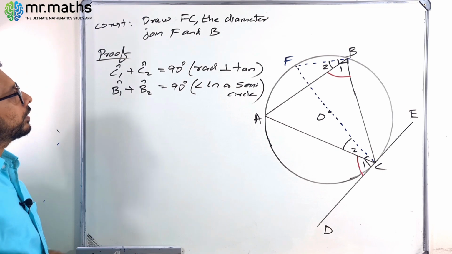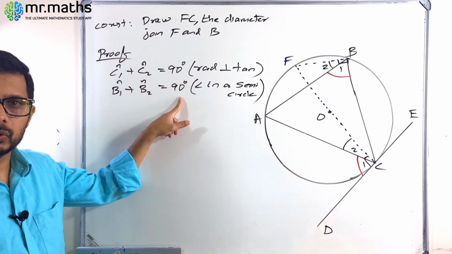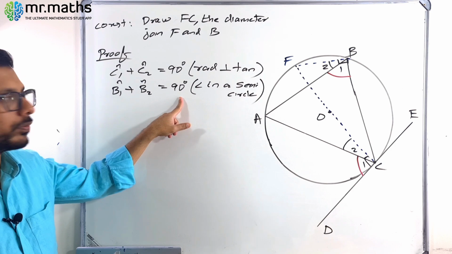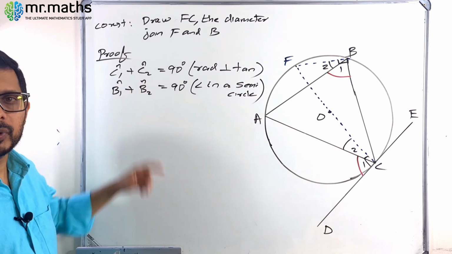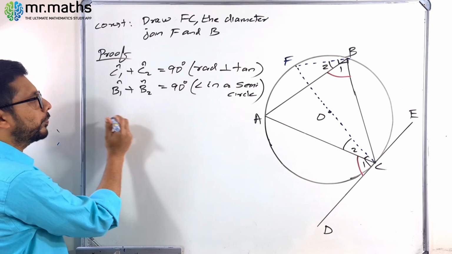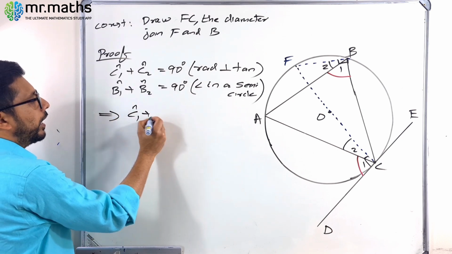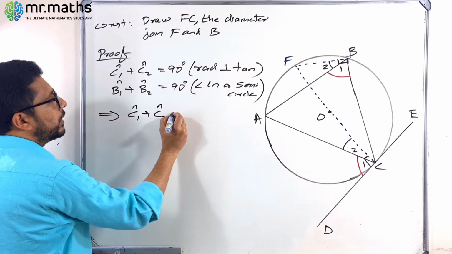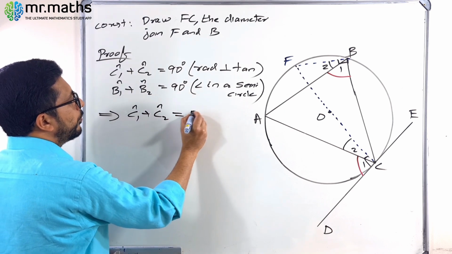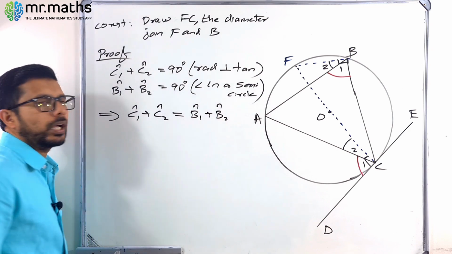Now look at this one: angle C1 plus C2 is 90, angle B1 plus B2 is also 90. So what is the meaning of that? C1 plus C2 and B1 plus B2 are equal. Because the right sides are equal, the left sides are also equal. So it implies that angle C1 plus C2 is equal to angle B1 plus B2. Those two angles are equal.